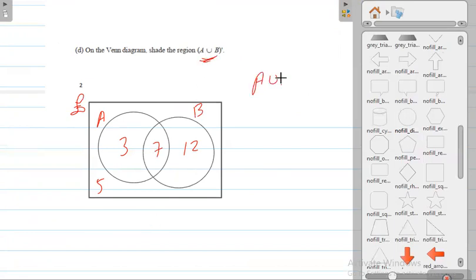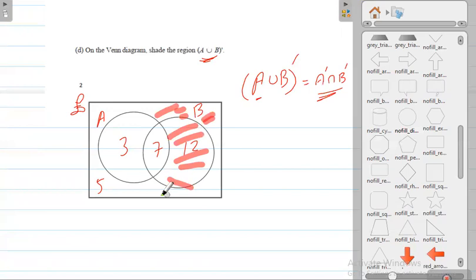Now I have to shade A union B whole complement. And as I told you, whenever you have the whole complement, use De Morgan's law. De Morgan's law says, separate it: A complement, this union will change to intersection, and then B complement. So now let's shade this one. A complement means outside A. Okay, the region outside A. If I shade whatever is outside A.